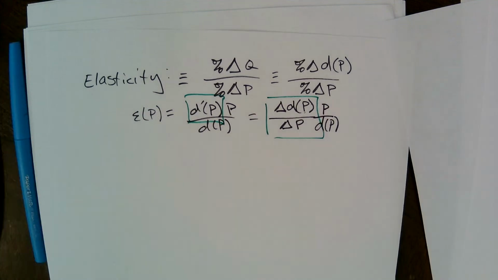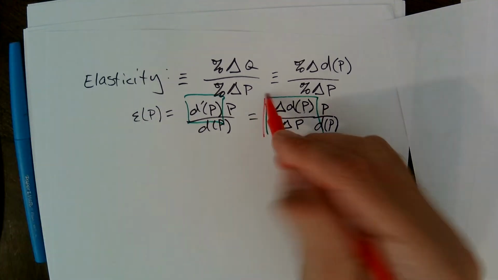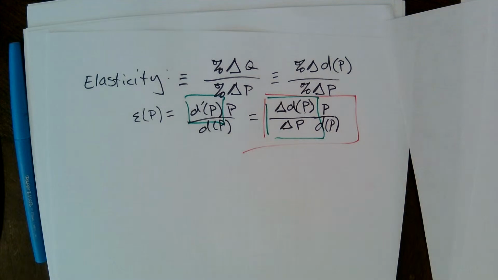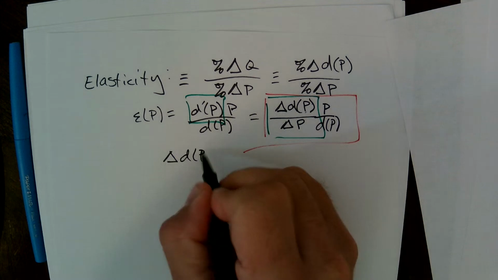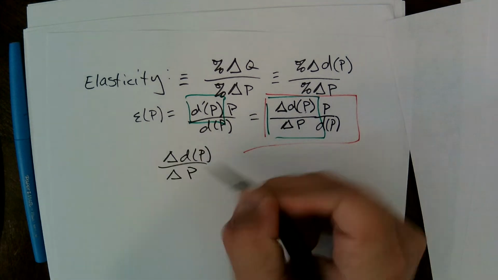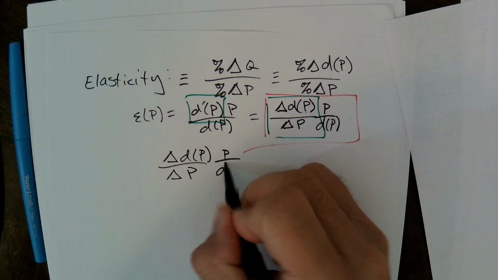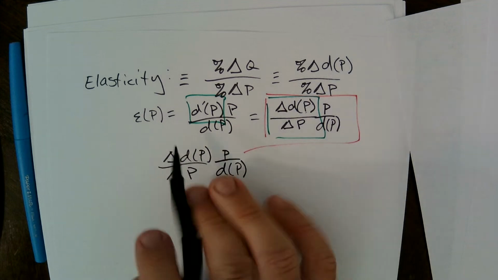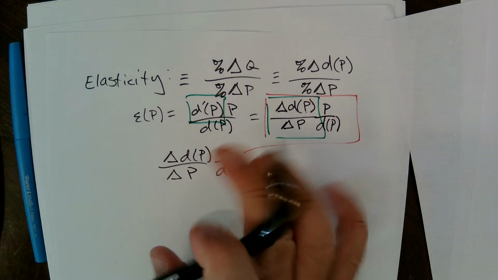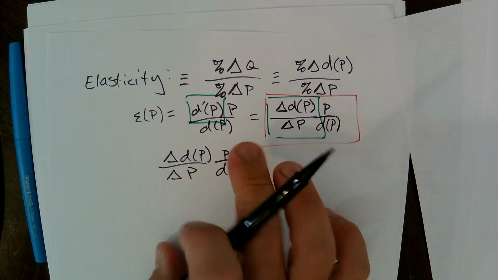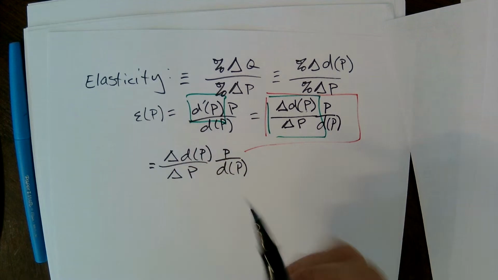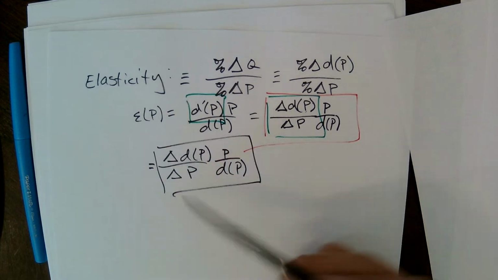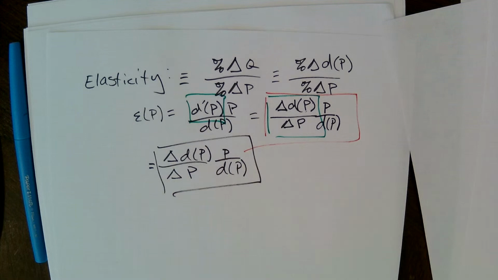This together will be our functional form. Again, it's going to be the change of D of P with respect to P, times P over D of P, which is just the change in quantity over the change in price, times the price over the quantity. That's going to be our definition that we're going to lean on throughout the rest of our exercises.